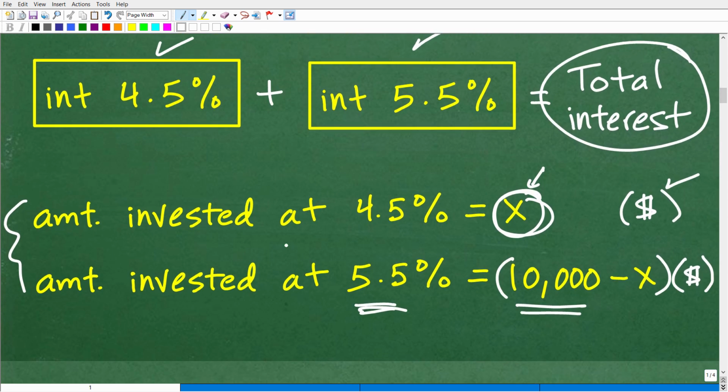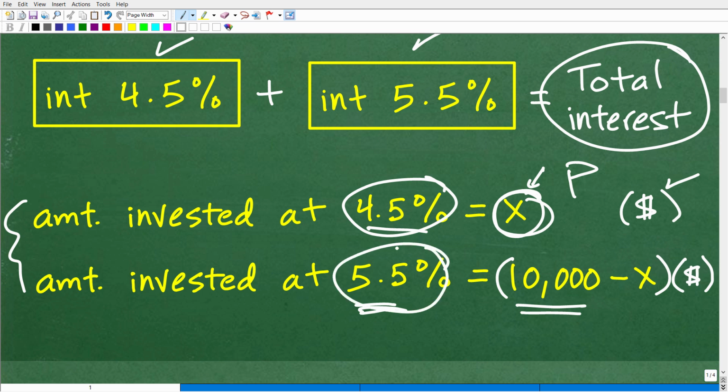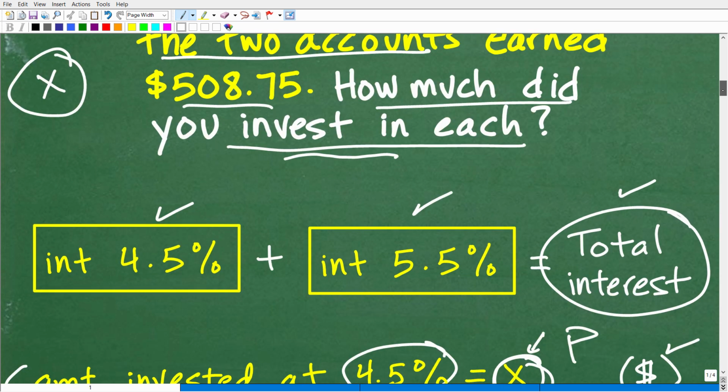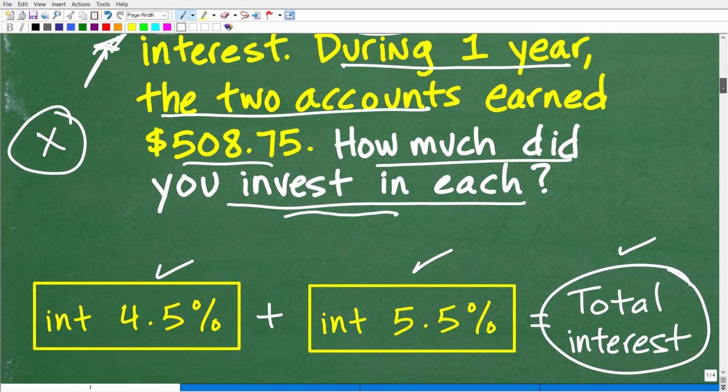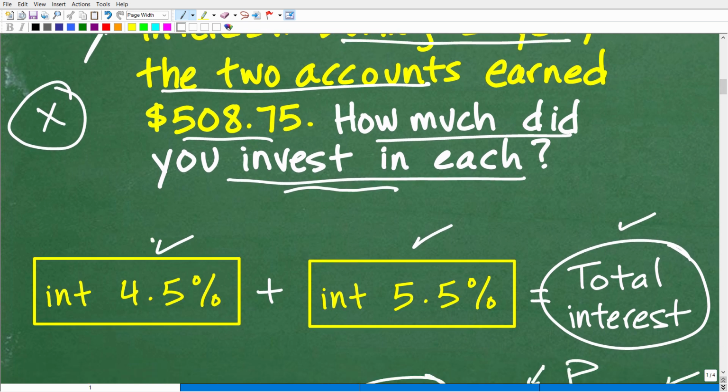Again, we have X being the principal amount for this particular interest rate. So we have this interest rate, and we know we need to turn that into a decimal. This we need to turn into a decimal. This is the principal at this other account. So you're probably saying to yourself, all right, I have a lot of information here, but now we can determine what is our interest. How do we find the interest for the 4.5% account?